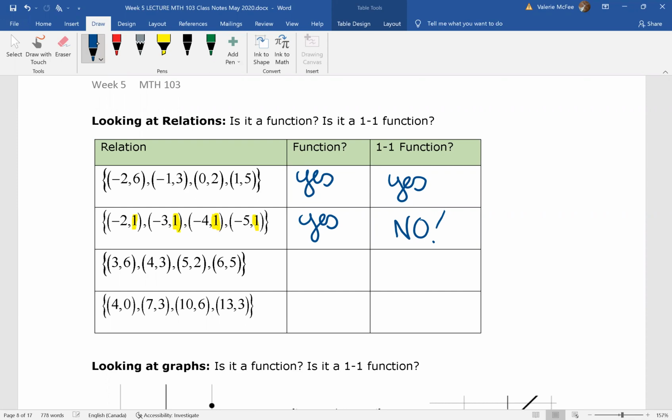Is the next one a function? Yes. Is it a one-to-one function? Yes. What about the last one? Is it a function? Yes. Is it a one-to-one function? No. There's a y value that's repeating.